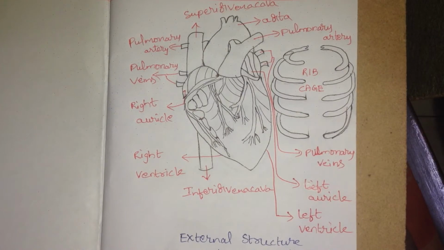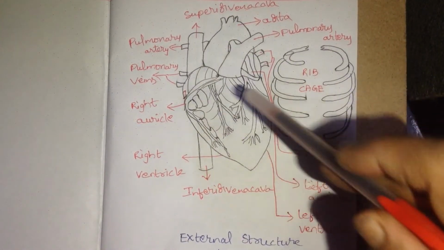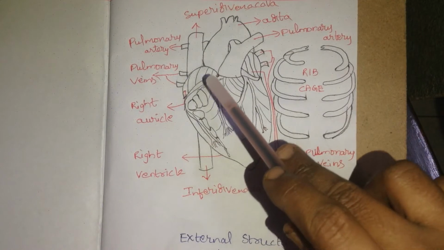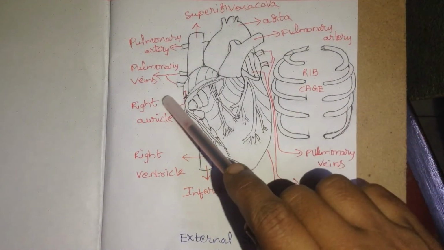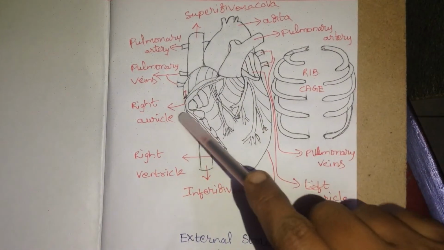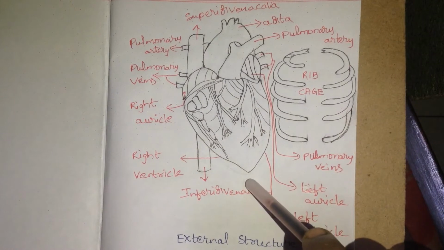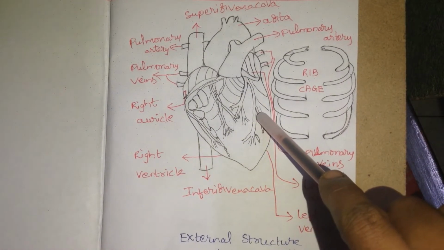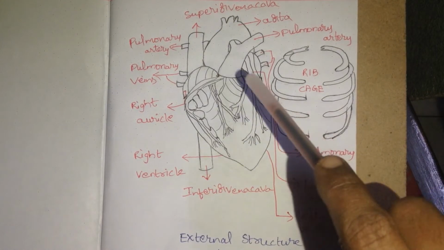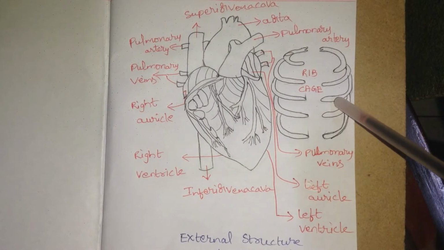If you see the external structure, the heart is of pear shape and it is triangle in outline, wider at the anterior end. Anterior end means upward end and narrow at the posterior end. Posterior end means downward. The location of the heart is in the chest cavity, towards the left side of the body. Heart is protected externally by the rib cage.